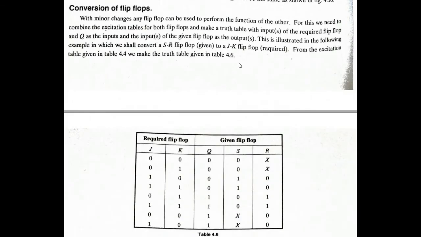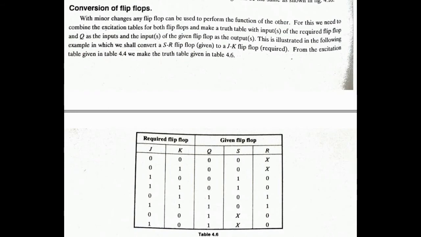Now the next topic is conversion of flip-flops. How do we convert a flip-flop? With minor changes, any flip-flop can be used to perform the function of the other. For this, we need to combine the excitation tables for both flip-flops and make a truth table with inputs of the required flip-flop and Q as the inputs, and inputs of the given flip-flop as the outputs. It is illustrated in the following example.